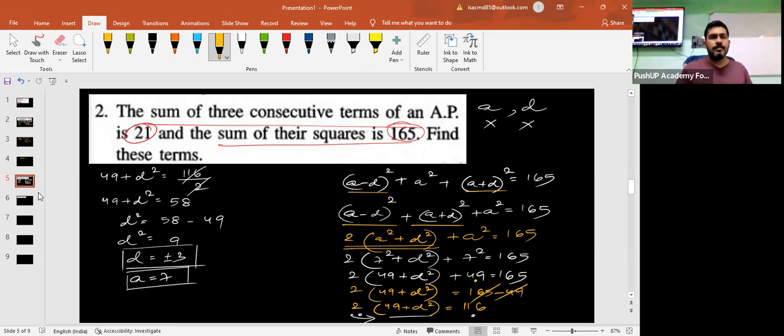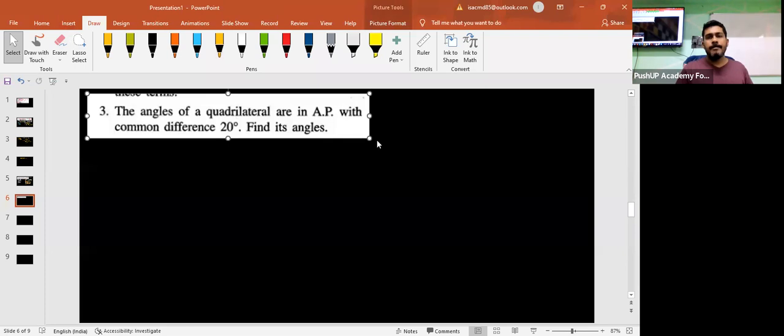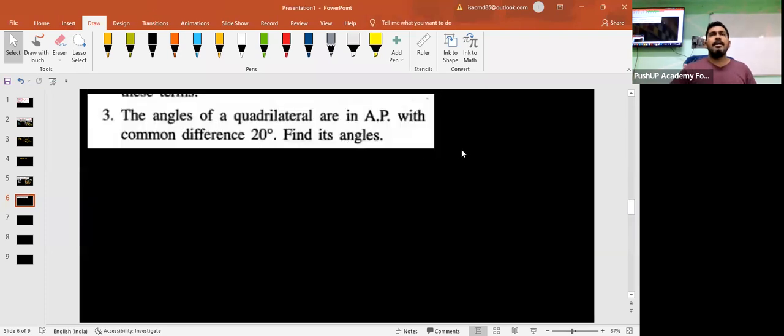Next sum. The angles of a quadrilateral are in AP with common difference 20 degree. Find its angles. I have a question for you. You all can text me in the chat box. Don't unmute. My question is, hope you all have read this, are you going to use the new pattern or the old pattern?